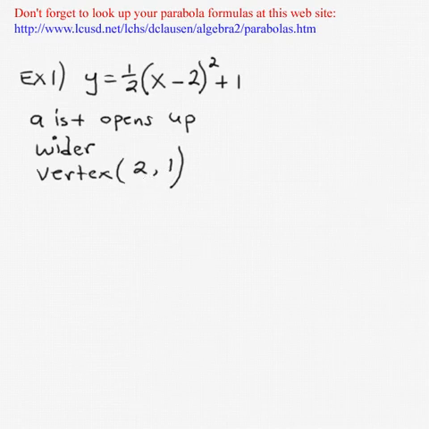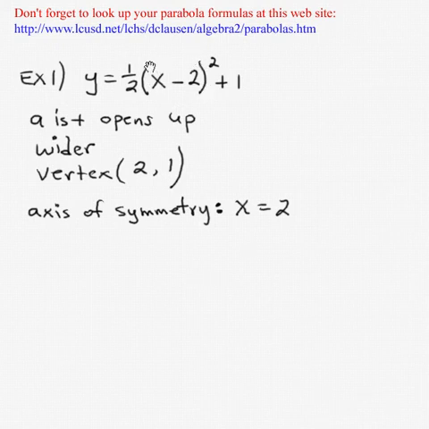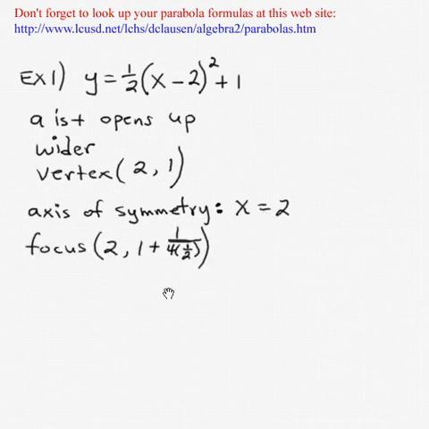There's our vertex. Now, the axis of symmetry is found in the parentheses, as we've done in a previous chapter: x equals the opposite of the number in parentheses, which is also the x value of the vertex. So x equals 2 is my equation for the axis of symmetry. What we need to find now is the focus.